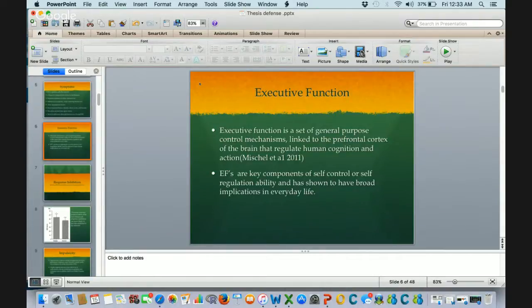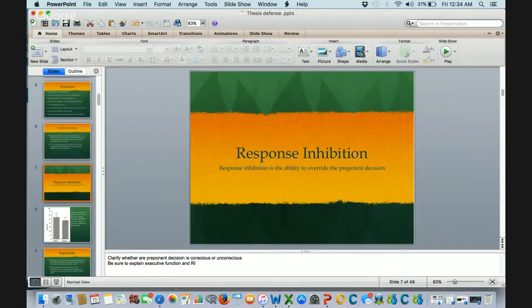Our executive functions are key components of self-control and self-regulation ability and have shown to have a broad implication on everyday life. Components of executive function include updating, shift, dual task, and response inhibition, which I will be talking to you about today. So response inhibition: we define response inhibition as the ability to override the prepotent decision.